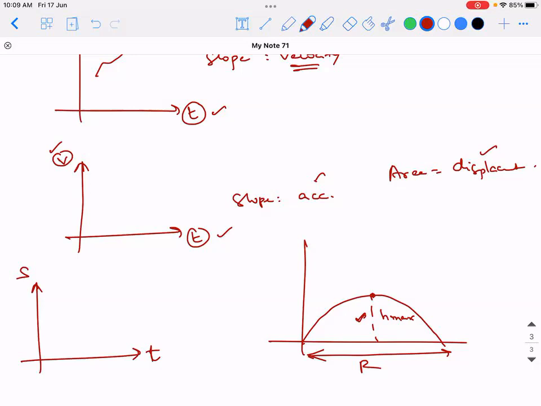What is the formula for range? U square sine 2 theta divided by g.